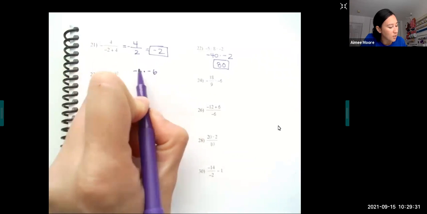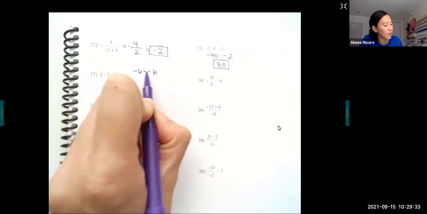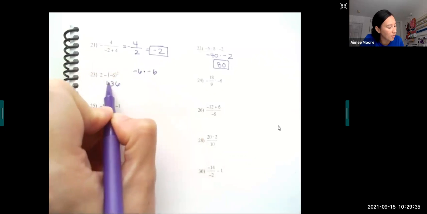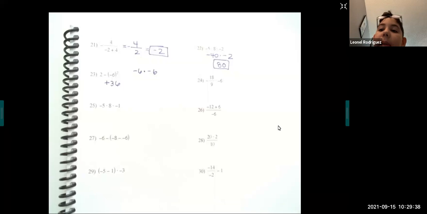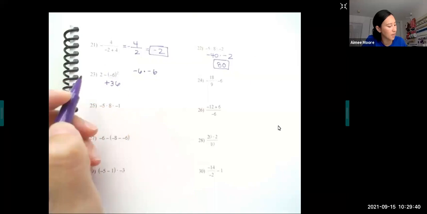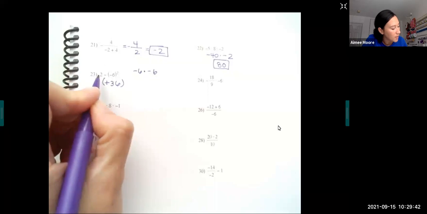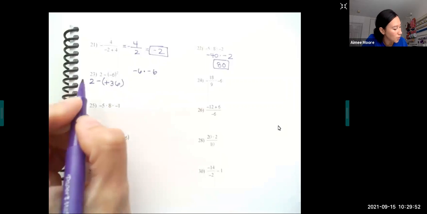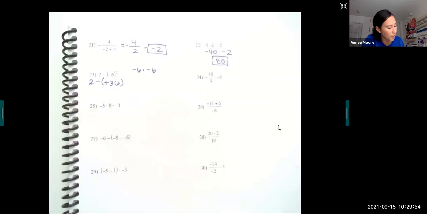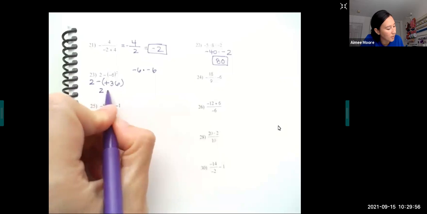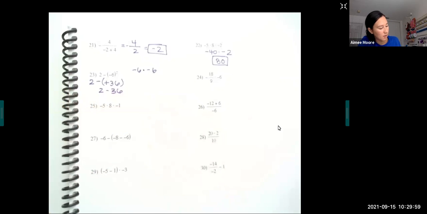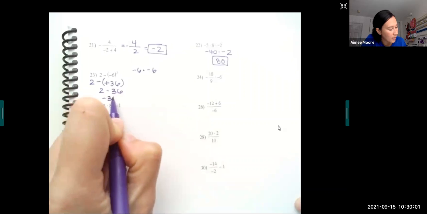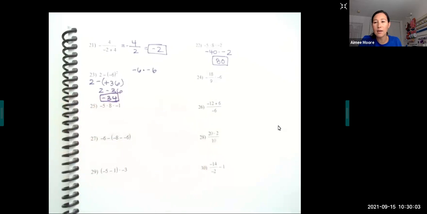And so since they're both negative, we said, remember, if they're the same sign, then it's always going to be positive. So that's a positive 36 that we get there. And then we still have our 2 minus 36. So now if we do 2 minus our positive 36, which is just 2 minus 36, we're going to get negative 34.